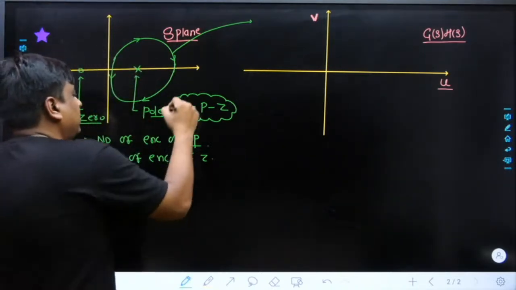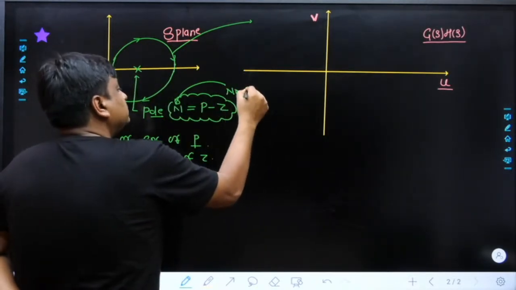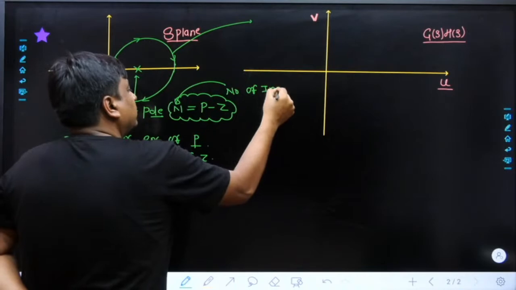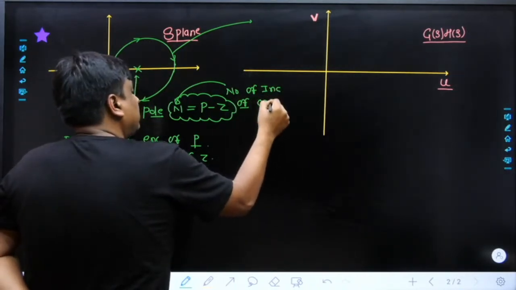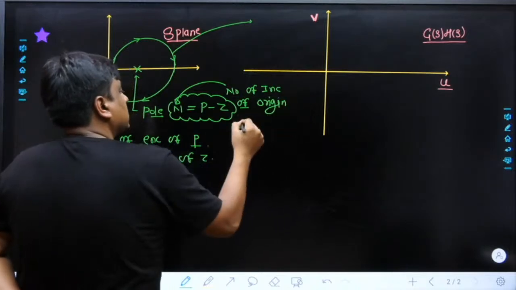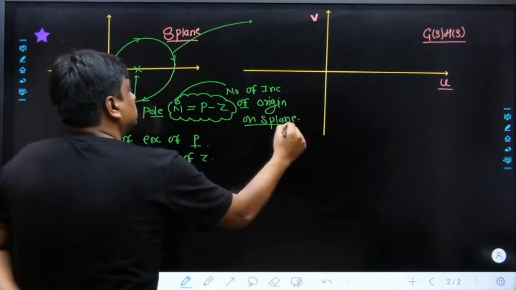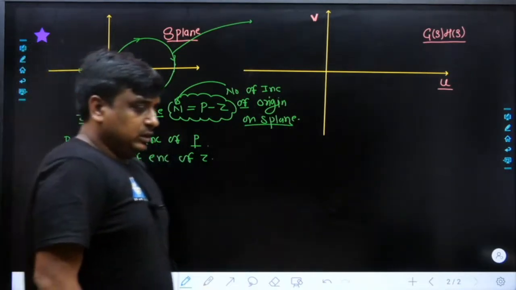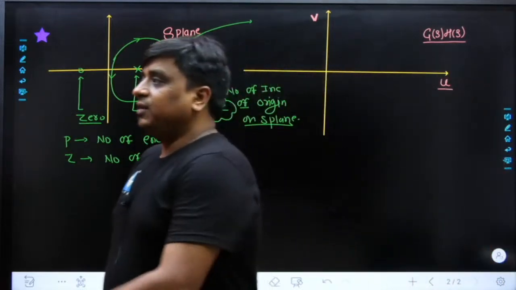And as per the principle of argument, the N used to be the number of encirclements of the origin on S plane. Could you understand what I am saying exactly over here? Should I repeat once again?